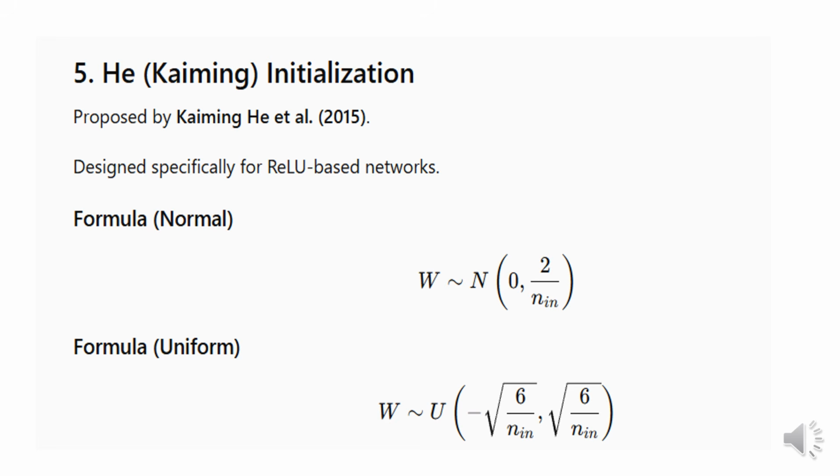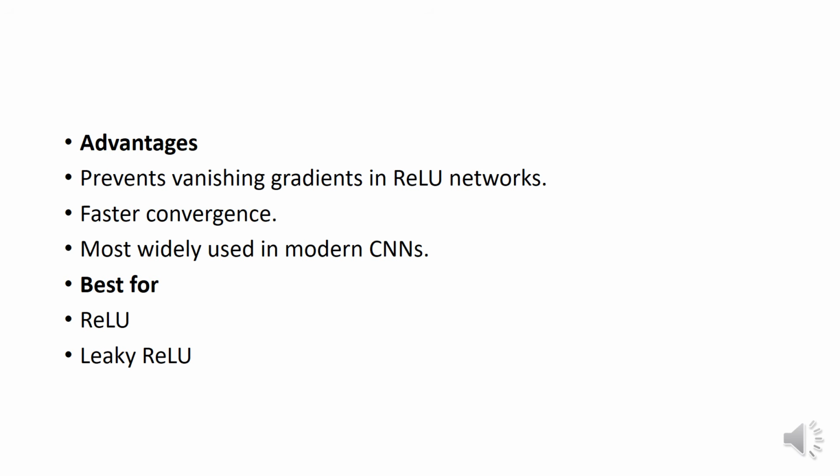Next is Kaiming initialization, proposed by Kaiming He et al. in 2015, designed specifically for ReLU-based networks. In normal distribution it uses mean 0 and variance 2 by neuron in, and the uniform distribution ranges from minus square root of 6 by neuron in to plus square root of 6 by neuron in. The advantages: it also prevents vanishing gradients in ReLU networks, gives faster convergence, is most widely used in modern CNNs, and is best for ReLU and leaky ReLU activation functions.